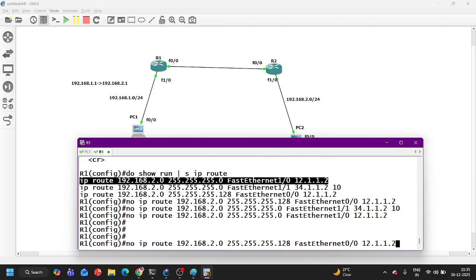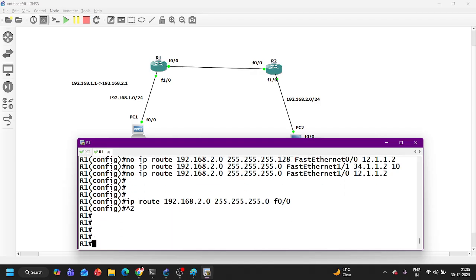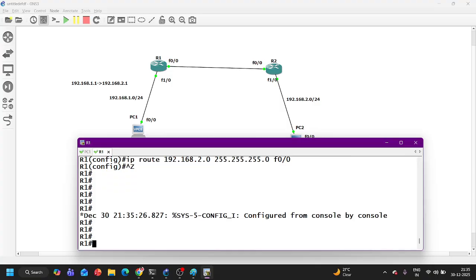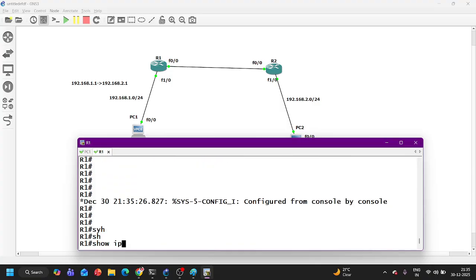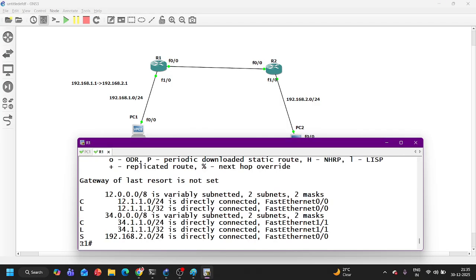Now I don't have any static route configuration here. I'm going to configure a static route for destination ip route 192.168.2.0 255.255.255.0, and I'm saying exit interface F0/0. That's it, nothing else. See, first of all, how has the router learned this network in the routing table? So ip route, what it's saying, this is a static route: 192.168.2.0/24 is directly connected on FastEthernet 0/0. Is it true?